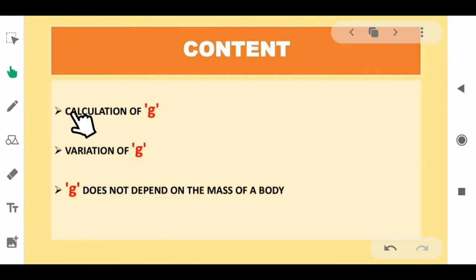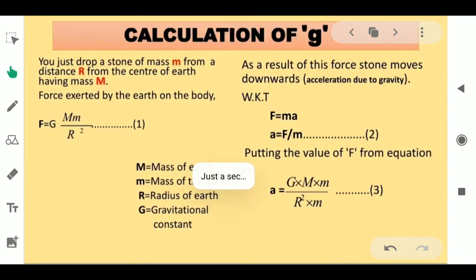Content: calculation of G, variation of G, and acceleration due to gravity does not depend on the mass of a body. So dear students, let's begin with the calculation of G. The small g means acceleration due to gravity. Capital G means universal gravitational constant. Please don't be confused. Here we are discussing small g, or acceleration due to gravity.